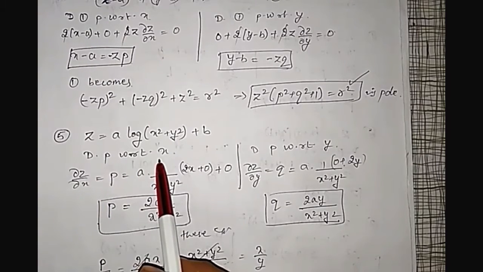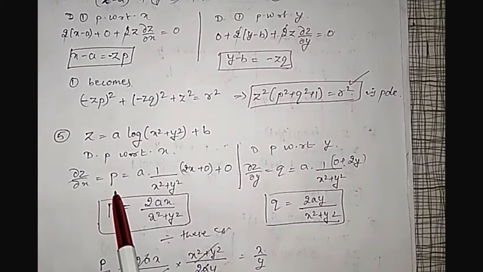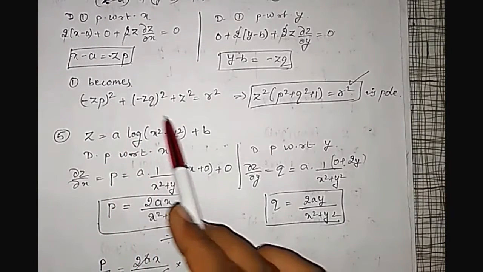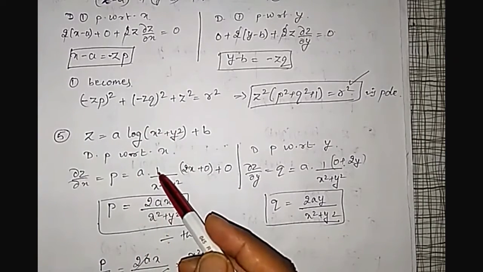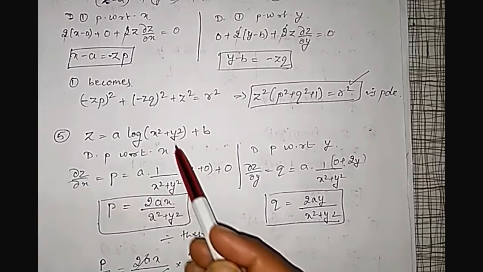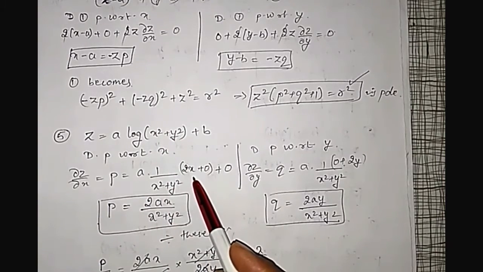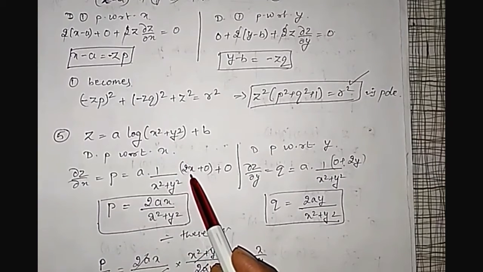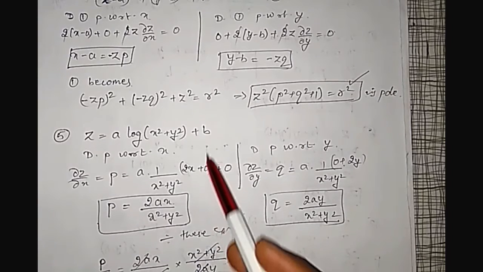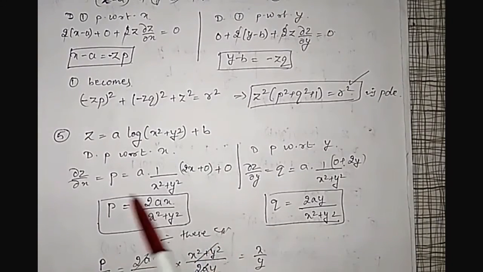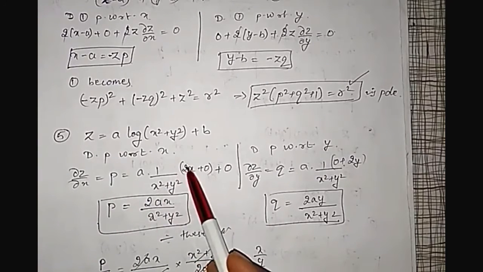Differentiating partially with respect to x, dou z by dou x will become p, and a is constant. Differential of log of x square plus y square is by chain rule, 1 divided by x square plus y square, and differentiating x square plus y square with respect to x again. Differential of x square will become 2x. Differential of y square is 0, because we are differentiating partially with respect to x here, and differential of b is 0. Therefore, p equal to 2ax divided by x square plus y square.